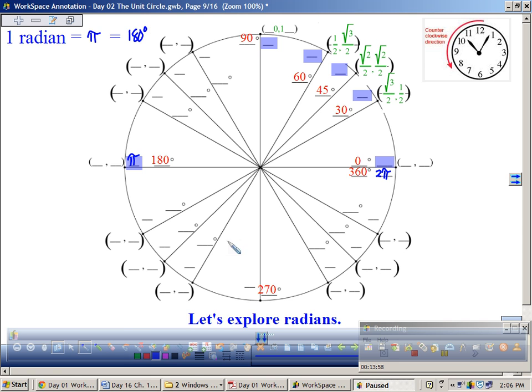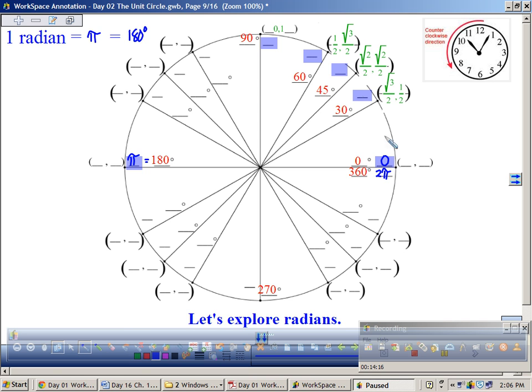180 degrees. Right, so it's right there. These two equal each other. So what's this in radians? 0. 0 pi or just 0? Okay, so you guys ready to do this?